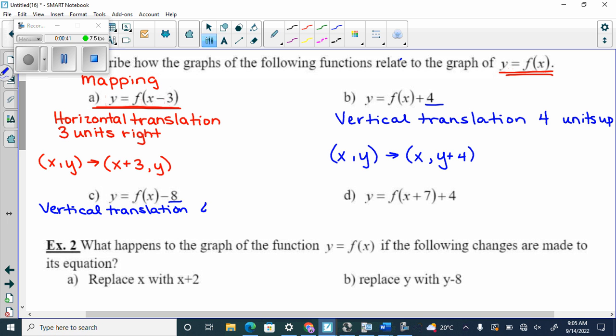8 units down. And then we have our mapping, which is (x, y) becomes (x, y minus 8).